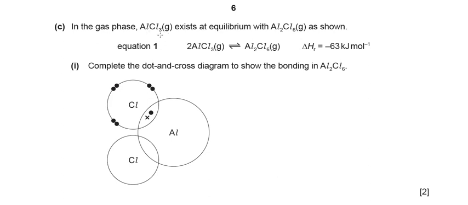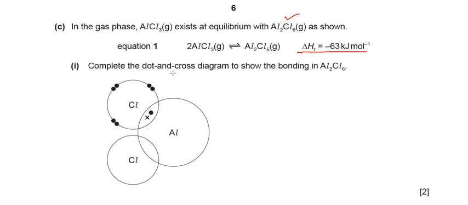Proceeding to the next part, which is C, here he says that in the gas phase, aluminum trichloride exists at equilibrium with dialuminium hexachloride. This is actually the dimer of aluminum chloride. You can see the equation, and remember the reaction is exothermic in the forward direction.